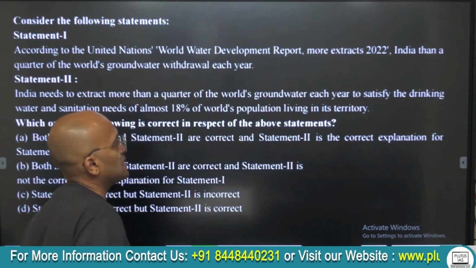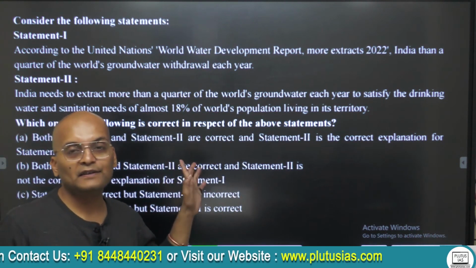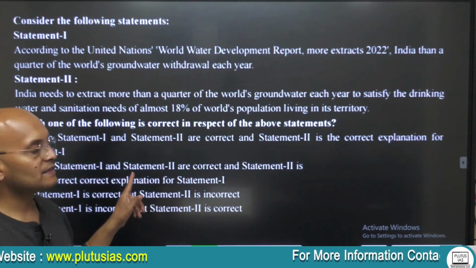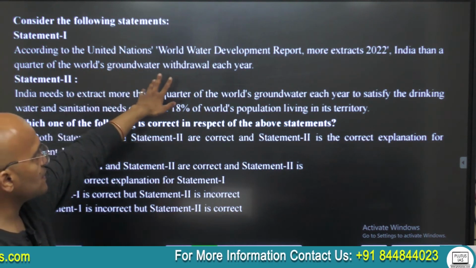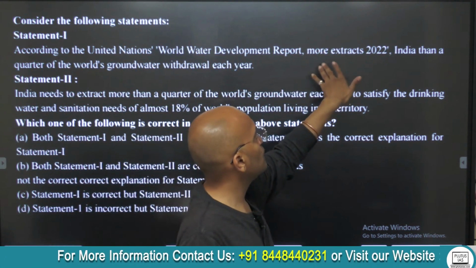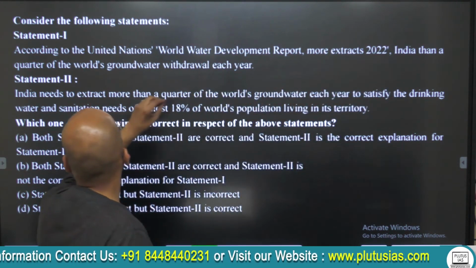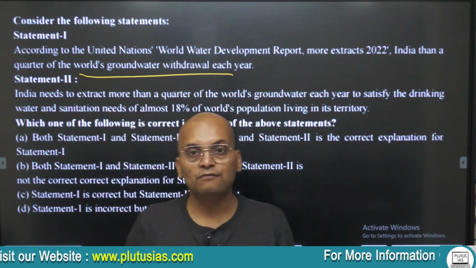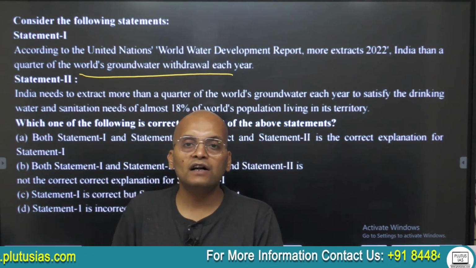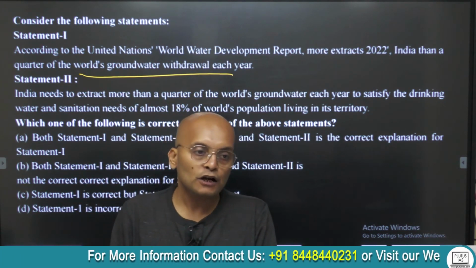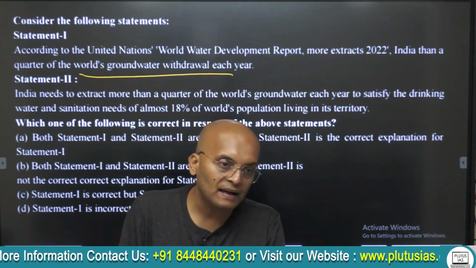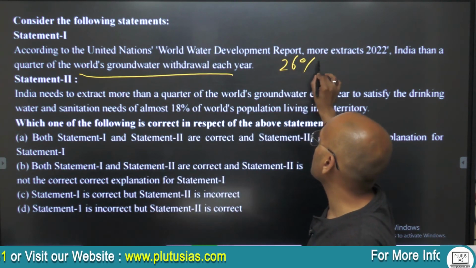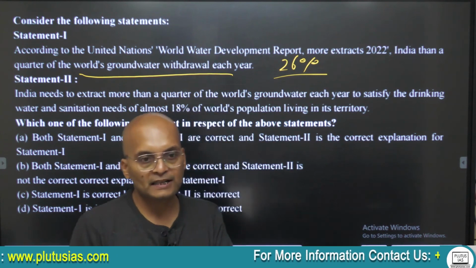Okay, now this question is interesting. It was there in the newspaper, current affairs. But again, a bit of a tricky question this is. It is saying, according to the United Nations World Water Development Report 2022, India uses a quarter of the world's groundwater withdrawal. That means India is withdrawing 25% of the groundwater in comparison to the entire world. 25% of groundwater is withdrawn by Indians. Yes, it is absolutely correct. We withdraw 26% according to the report. So statement 1 is correct.